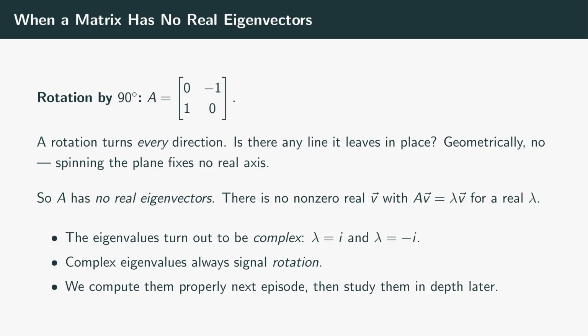What happens is that the eigenvalues turn out to be complex numbers, in this case i and -i, the imaginary units. Complex eigenvalues are the algebraic fingerprint of rotation. Whenever you compute eigenvalues and they come out complex, the matrix is doing some spinning. We will see how to actually compute these complex values next episode using the characteristic equation, and then devote a whole later episode to what they mean. For now, just hold the idea: rotation hides its eigenvalues in the complex numbers.